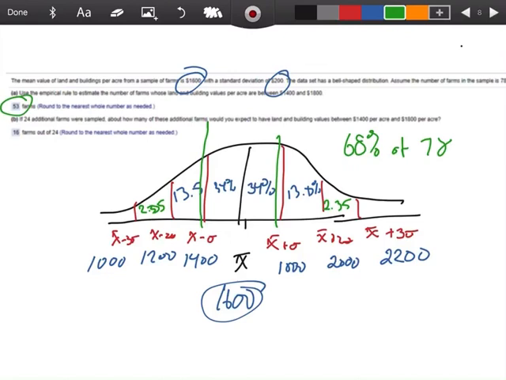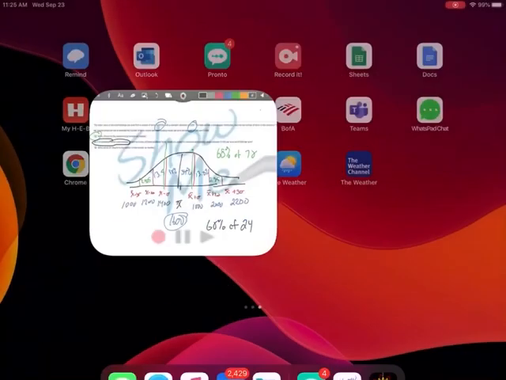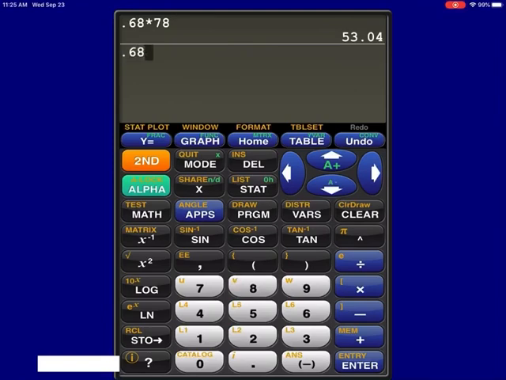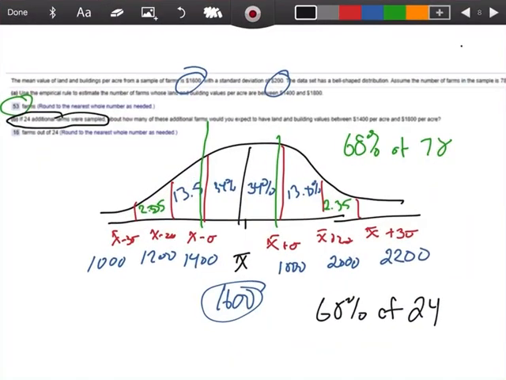Now part B says, if 24 additional farms were sampled, about how many of these additional farms would you expect to have between 1,400 and 1,800 per acre? So I'm still looking at that 68%, right? So 68% of the additional 24. Again, on my calculator, 0.68 times 24 is 16.32, and if you look right there, that's the number 16.